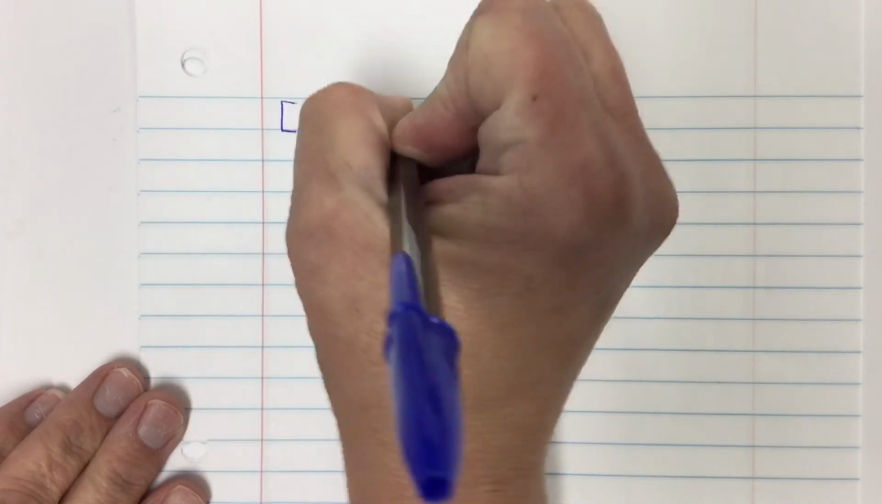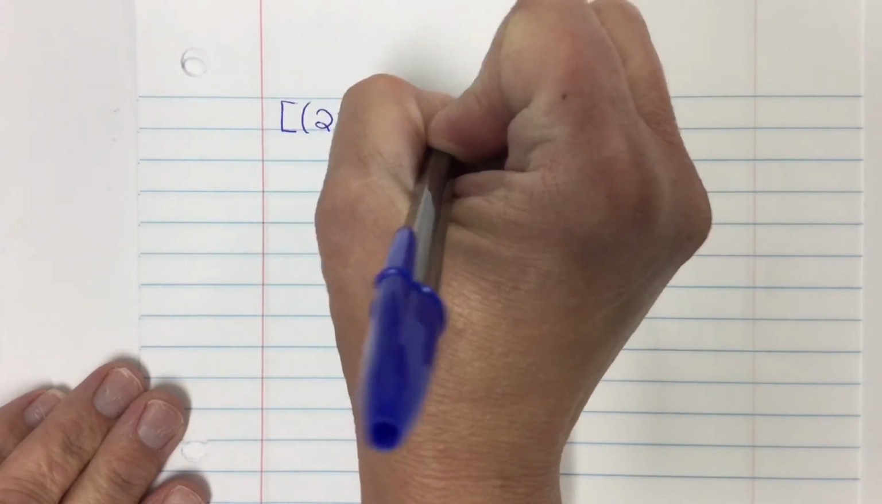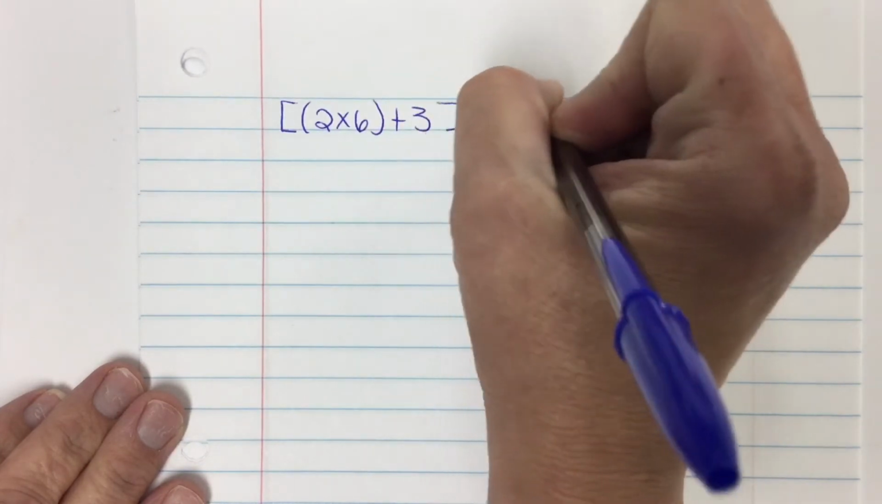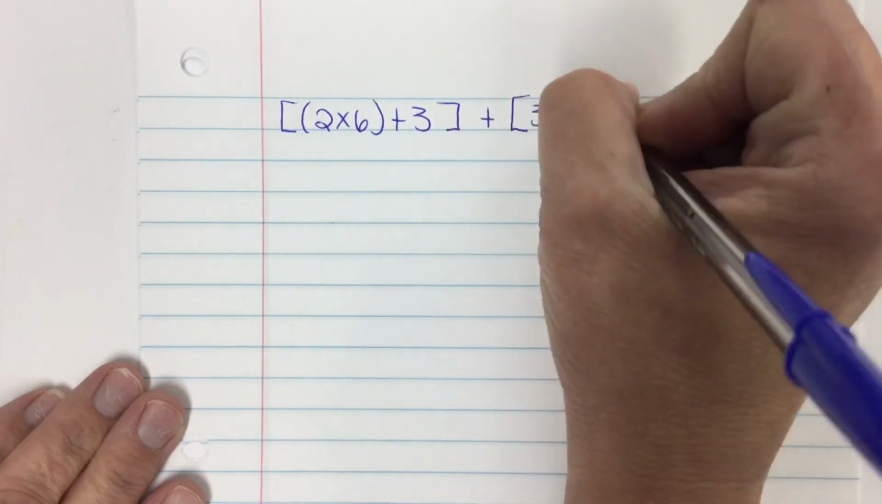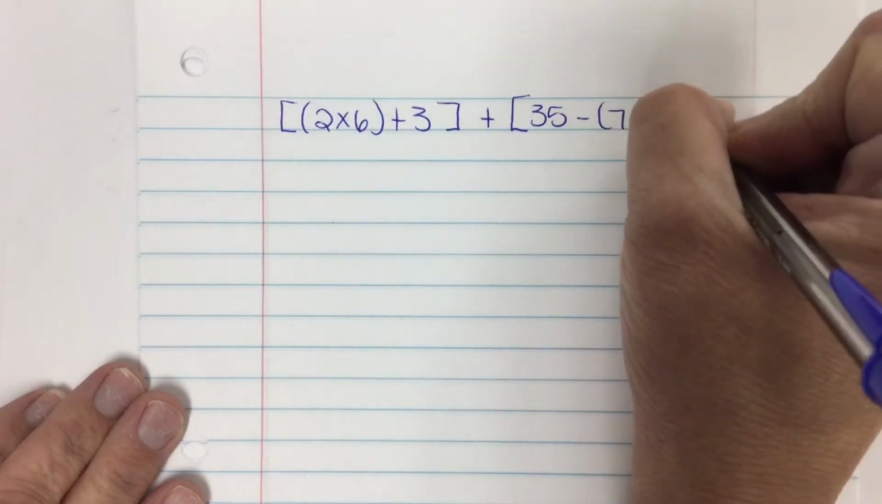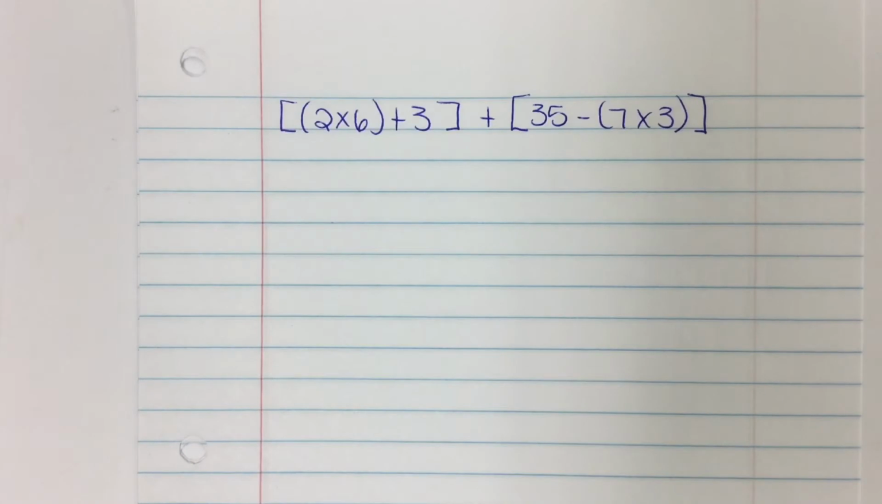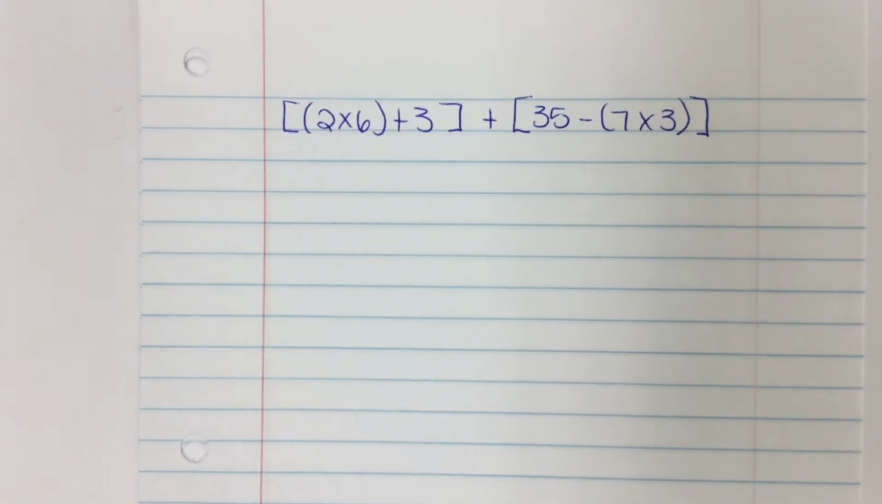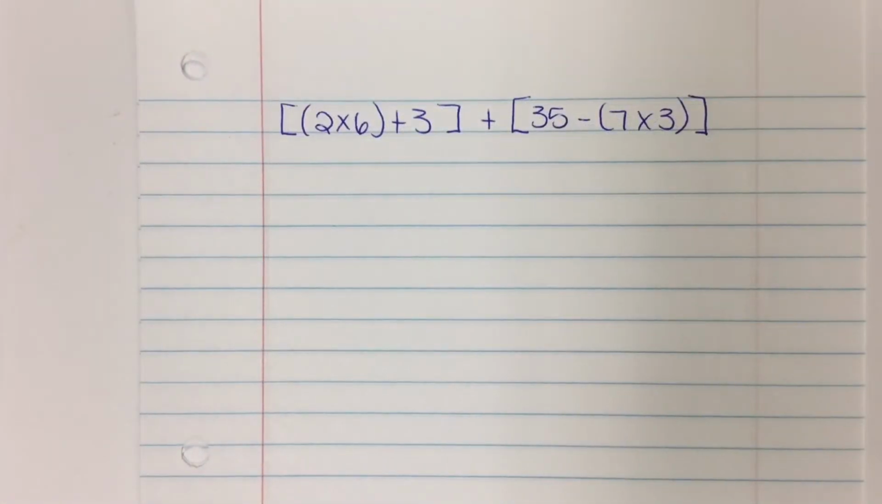All right, how about this one? How would you solve this one? What would you do first? Okay, so think about what would you do first? What would you do next? What comes after that? All of this is grouping, right?